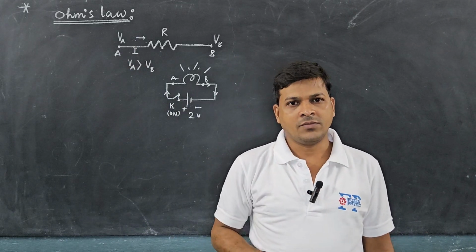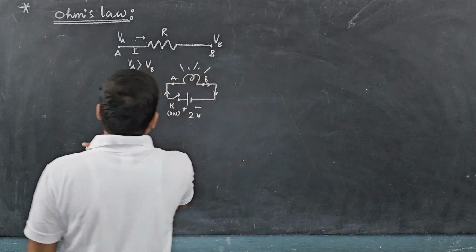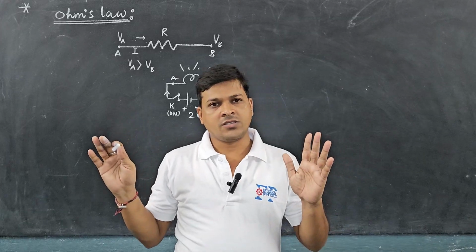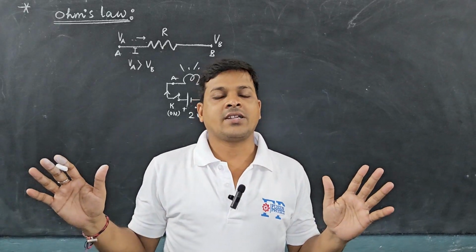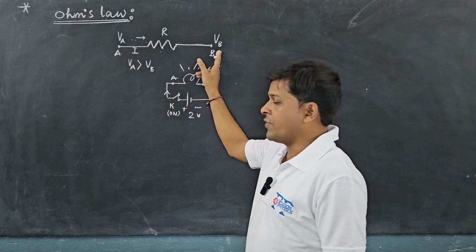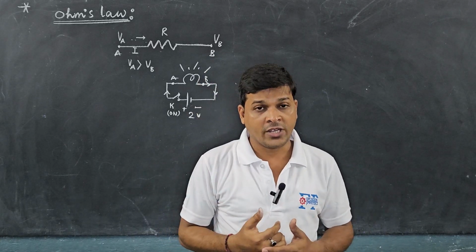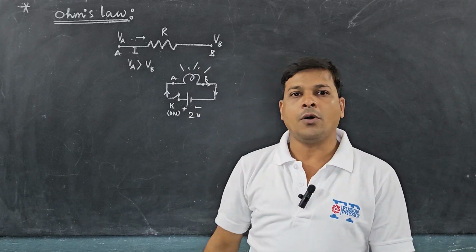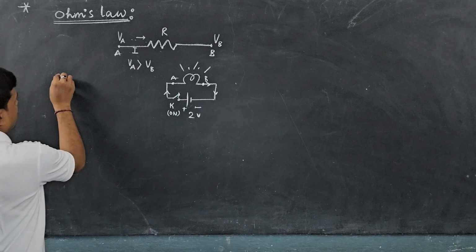For the board exam, this is 2 marks. State Ohm's law, this is 2 marks. When the temperature and other physical conditions remain constant, the electric current flowing through a conductor is directly proportional to the potential difference across the two ends of it. Sometimes, in some years, in your board exam question paper, you see: write down the mathematical forms of Ohm's law.